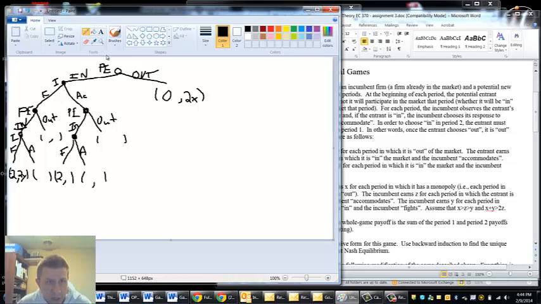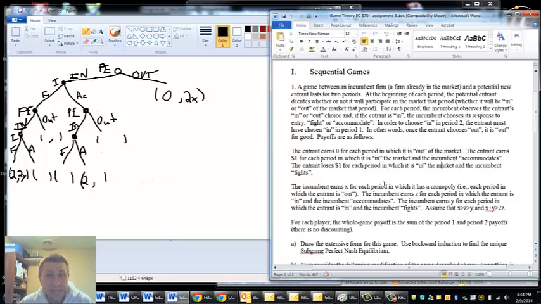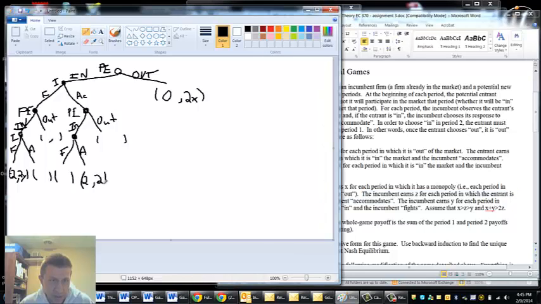Oops, I'm sorry, I drew that in accommodate, in fight. I need to be careful here. So in accommodate, that's $2, and that's a positive $2 for the potential entrant. The potential entrant was in twice and the incumbent accommodated twice. The incumbent earns Z each time that happens, so that's 2 times Z.